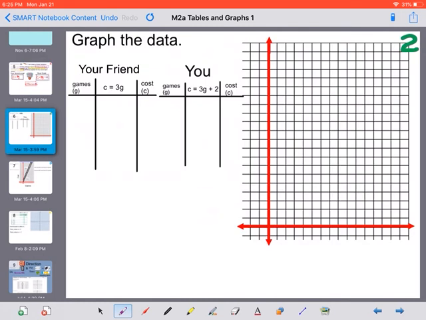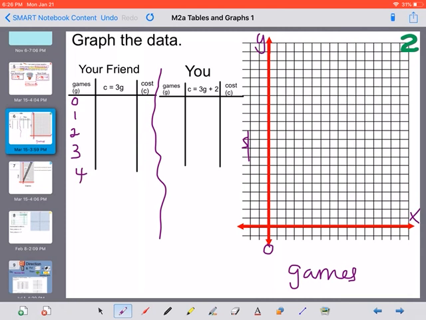So let's take this information and graph it. We have 2 tables here, one for you and one for your friend. And we're going to graph the number of games, however many games we bowl, and to figure out what's the cost on this side. This is our x-axis and our y-axis. So, how many games could we bowl? We could bowl no games, right? We could bowl 0 games. We could bowl 1 game, 2 games, 3 games, 4 games. We could go on. But for each of us, we're going to graph up to, oops, I skipped 3. We're going to graph 4 games.